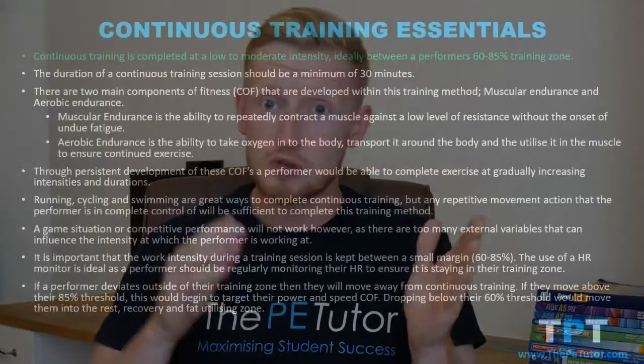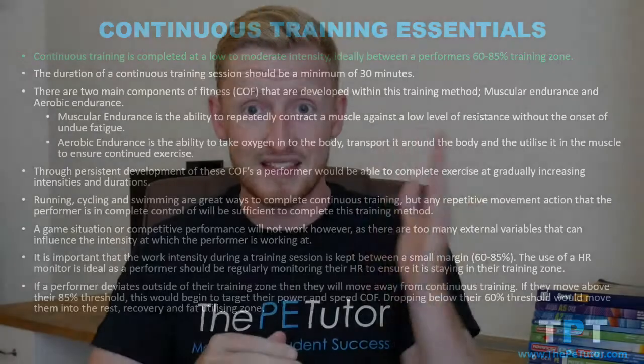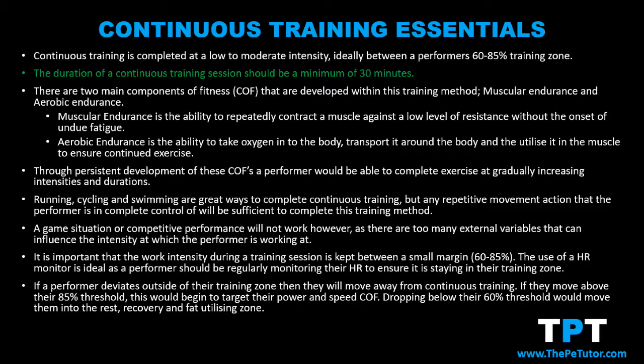So today we're going to look at continuous training. This method of training takes place at a low to moderate level of intensity. If we think back to training zones, that means that the performer is working between their 60 and 85% of their maximum level of intensity. In order to consider continuous training, it must take place for a minimum of 30 minutes.